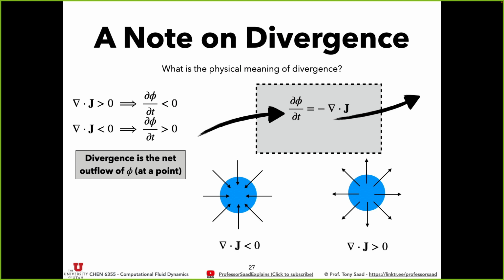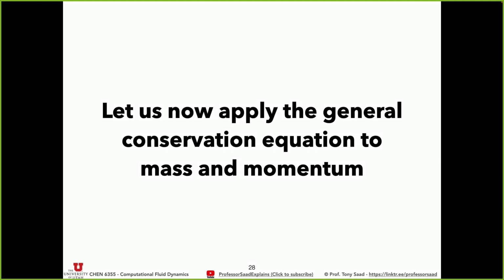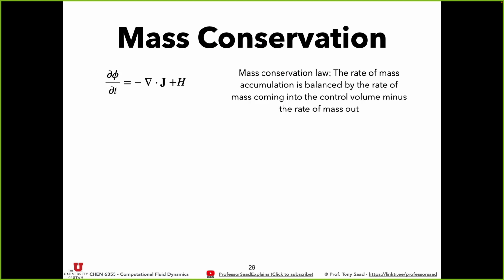When things are leaving your point or when the vector field is taking matter away from you, then your divergence is positive. So I would say that the rate of change of the quantity of information per unit time is equal to negative the net outflow of stuff, right? Because the net outflow is a positive quantity, and you multiply by the negative sign, so then you get d phi by dt negative, etc. Okay. Are we ready for Navier-Stokes? Let's do it. Okay, so let's now apply the general conservation to mass and momentum. All right, we start with mass conservation, which says that the rate of mass accumulation is balanced by the rate of mass coming into the control volume minus the rate of mass coming out.